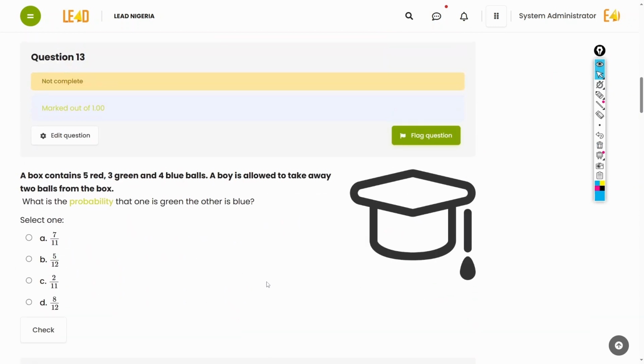Okay, a box contains 5 red, 1, 2, 3, 4, 5. 3 green. And then 4 blue.